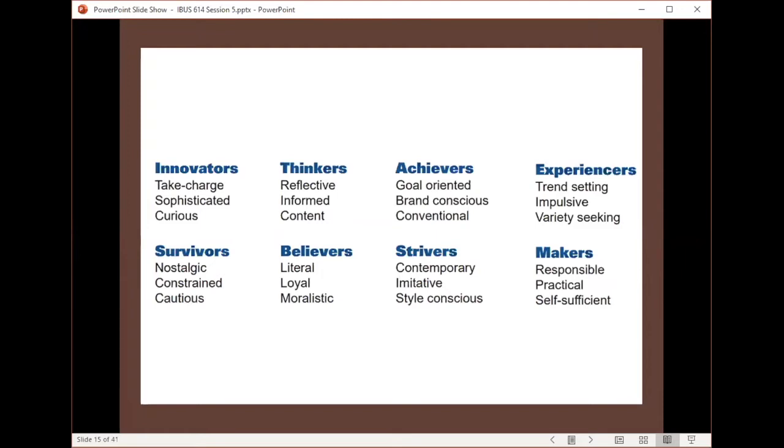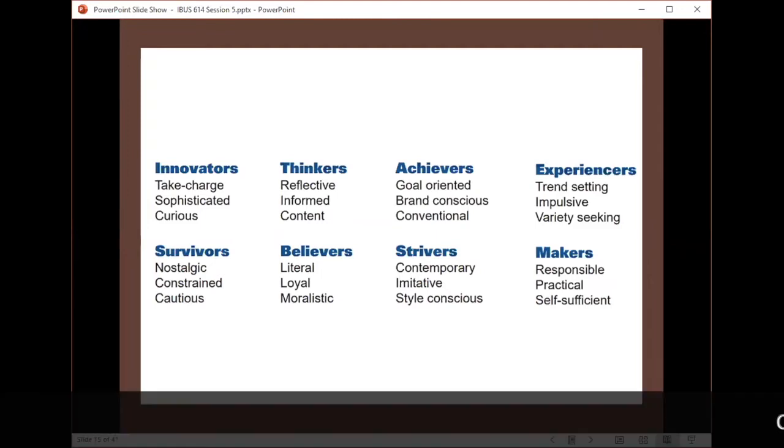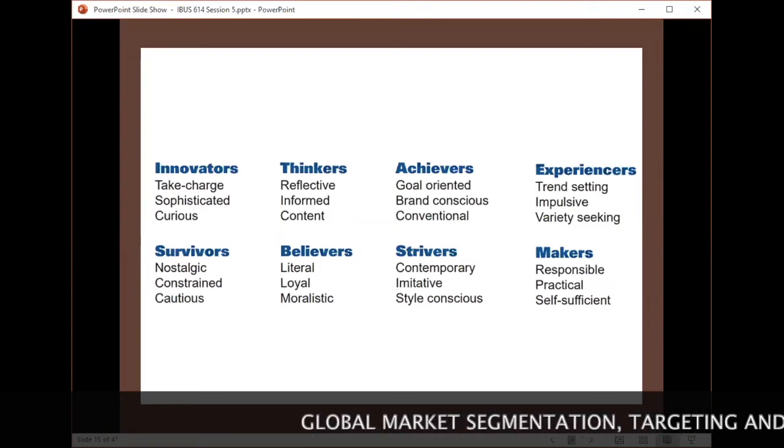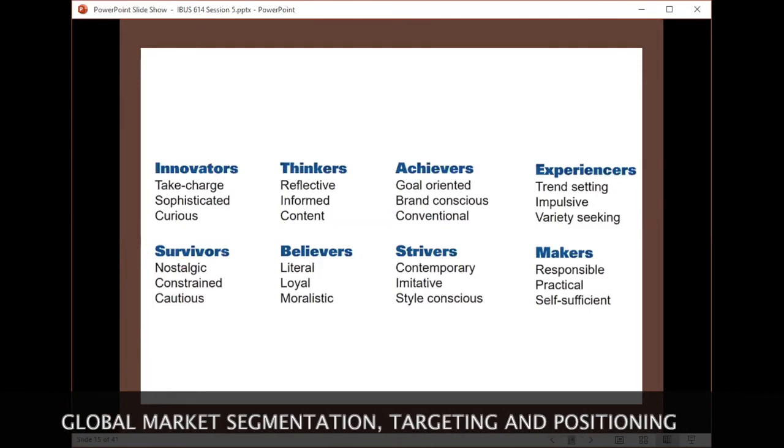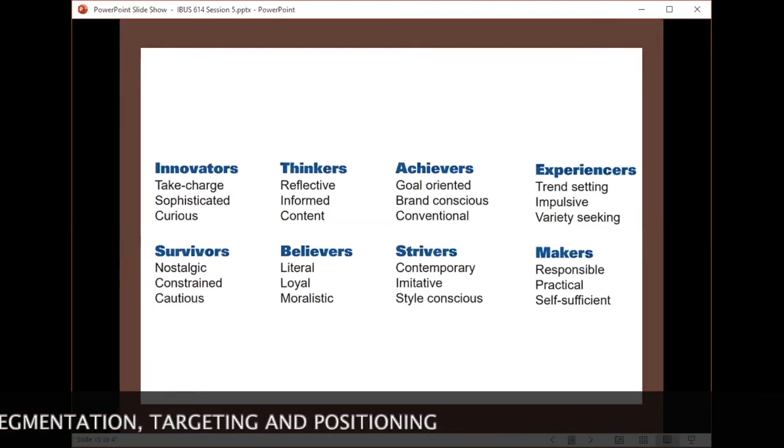And that is what will bring about this imitative thing, because out of their style consciousness, they cannot afford to not look good. So they'll try as much as possible to come close to the brand conscious people who can actually afford to buy these premium items in an imitative way. And that is it for the strivers.